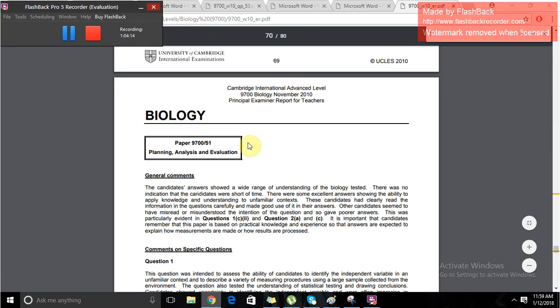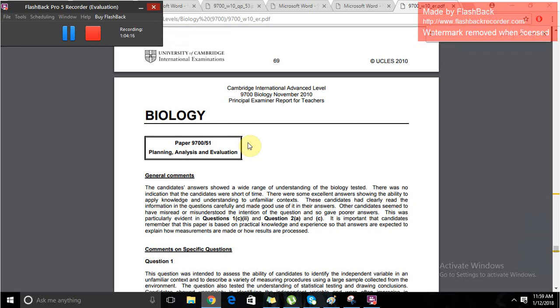Here we are to the examiner report. The candidates' answers showed a wide range of understanding, and there was no indication that candidates were short of time. There were some excellent answers showing the ability to apply knowledge and understanding to an unfamiliar context, and those candidates had clearly read the information carefully and made good use of it in their answer. Again, something I emphasized already.